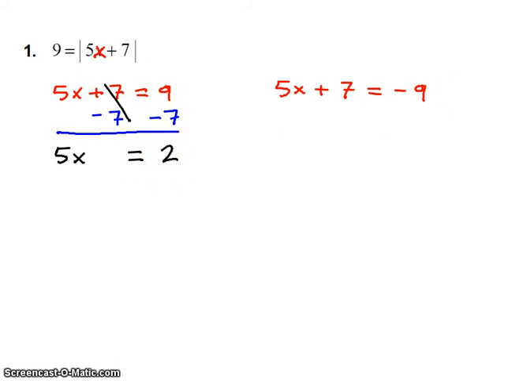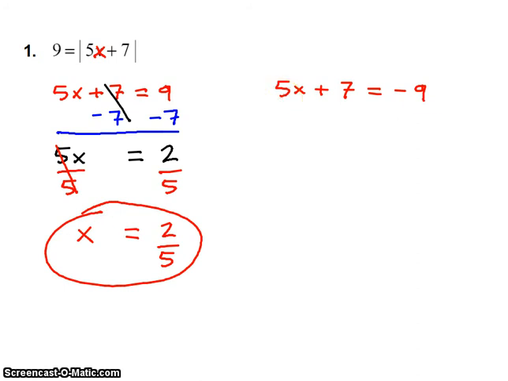And so from here we need to get that x all by itself, so we divide both sides by 5. Now 5 over 5 cancels, and we have x all by itself on the left equals 2 over 5.